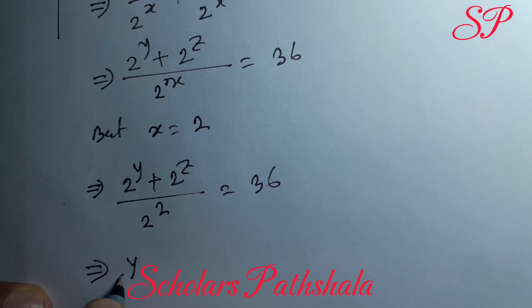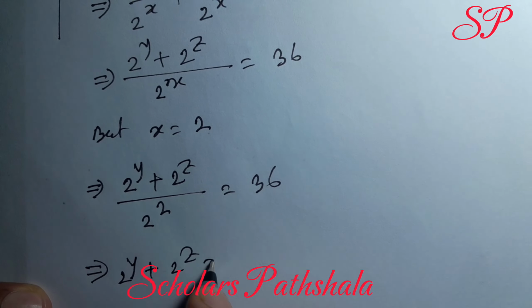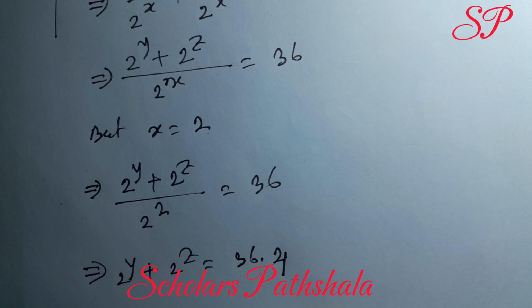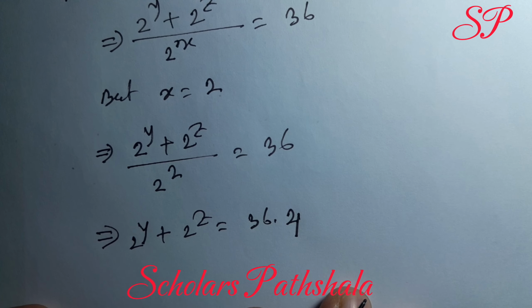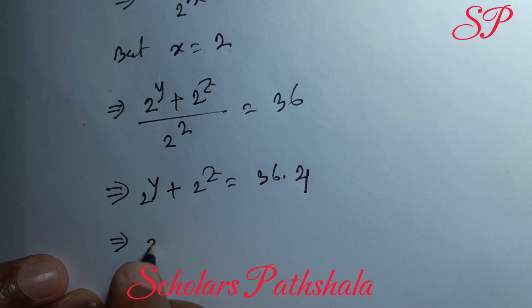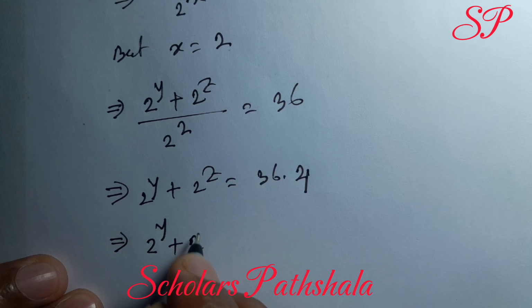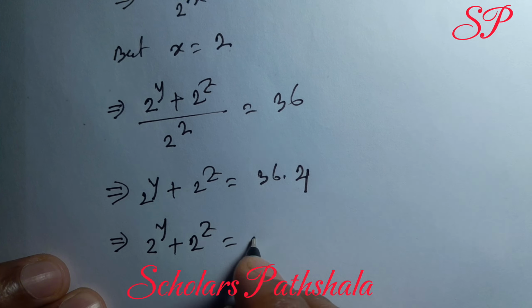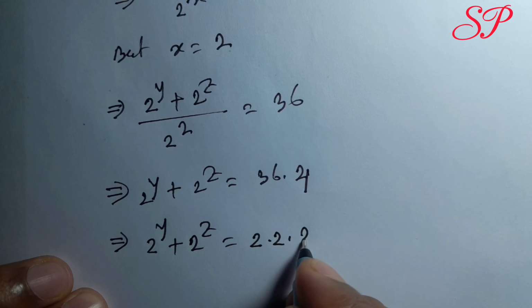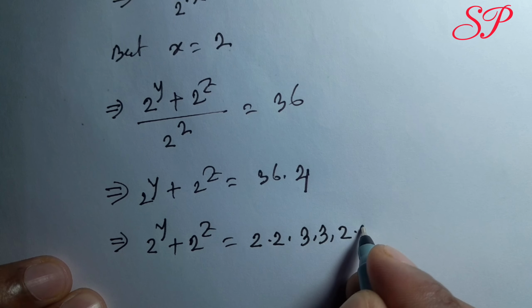Now we can write 2^y + 2^z is equal to 36 into 2 square, and 2 square is equal to 4. Now we can write 2^y + 2^z is equal to 2 and 2 and 3 and 3, 2 and 2.